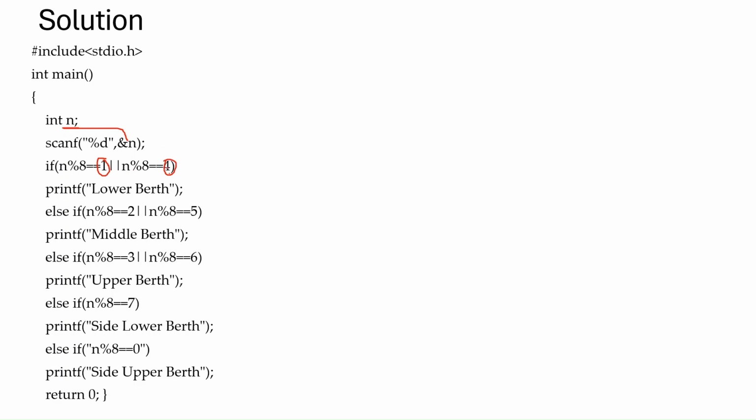We have put that in an if statement, and then we have else if after this. Else if we divide the seat number by 8 and get a remainder of either 2 or 5, then the seat is a middle berth. If the remainder is 3 or 6, then it is an upper berth. If the remainder is 7, it is a side lower. If the remainder is 0, then it is a side upper. Ignore that here there is no double quote. Apart from that, the solution will work fine.